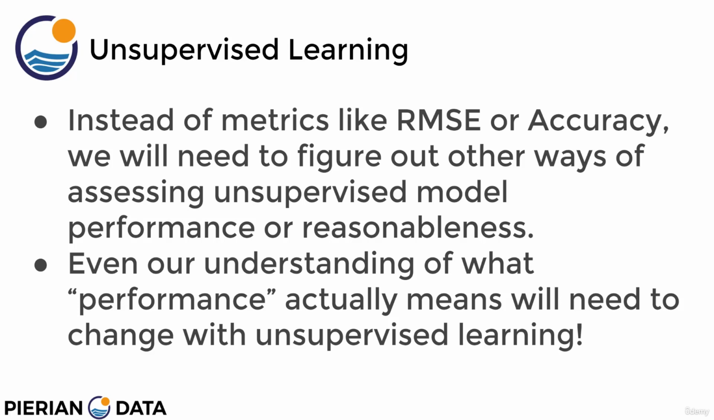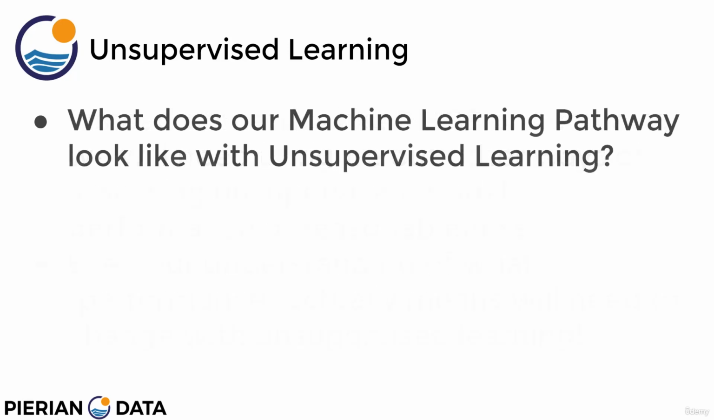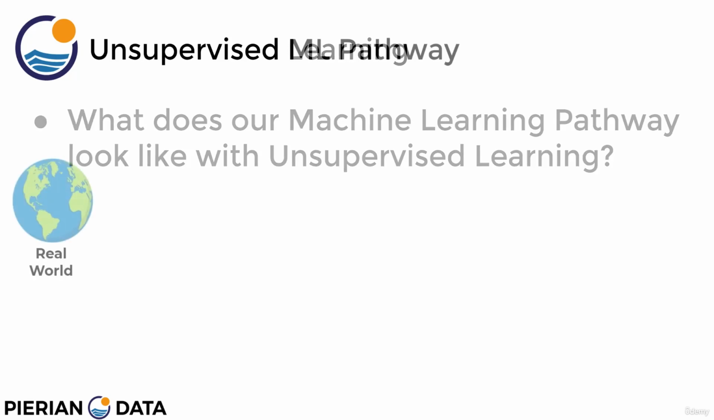We're not going to have these really nice and easy to use metrics like we did with supervised learning to put a rubber stamp on our model and say it's okay to be deployed. Unsupervised learning has a lot more nuance than that. So let's talk about this in regards to our machine learning pathway. What does our machine learning pathway look like with unsupervised learning?